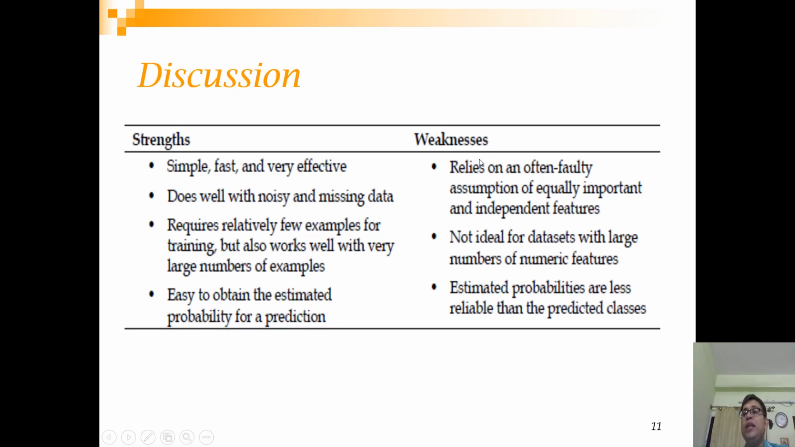However, the weakness is that it relies on a faulty assumption of equally important and independent features. Naturally it is not ideal for datasets with a large number of numeric features. If you have noticed, we have dealt with only discrete probability. So naive Bayes only works with attributes which are discrete in nature, and estimated probabilities are less reliable than the predicted class. You could see that the estimated probabilities were very small, so that is not something you can use for any practical purpose. You are more focused on the prediction of the class.